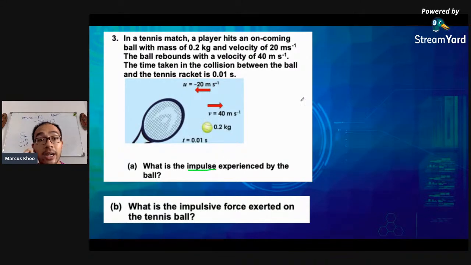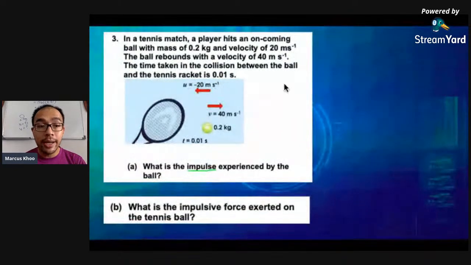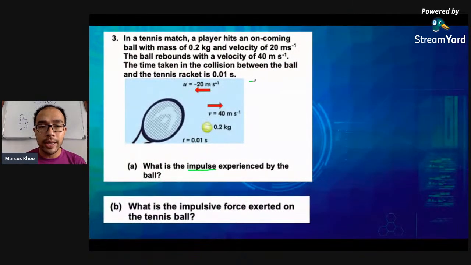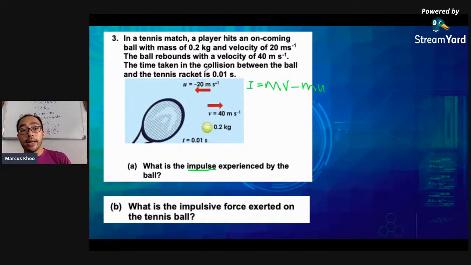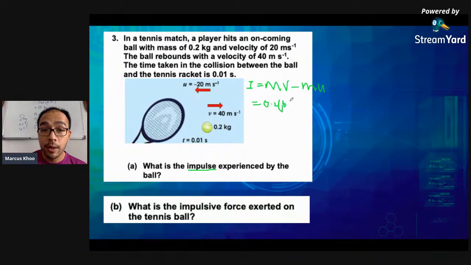Now, guys, there is no force given over here. So we calculate the impulse by only using, I'm going to use the letter I because I'm very tired of writing the entire words, I equals mv minus mu. But be very careful that the u is actually negative. So this would be 0.2 times 40. We're going to assume that 40 is to the right. Minus 0.2 times negative 20.